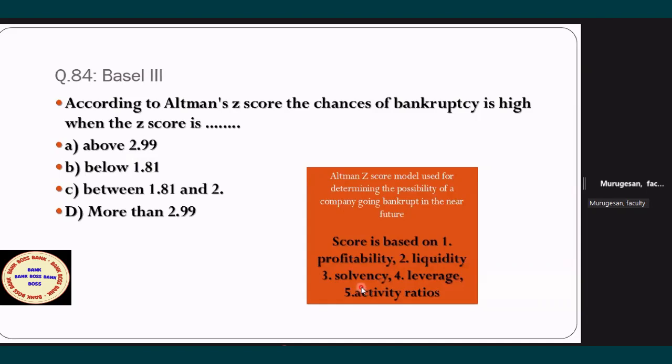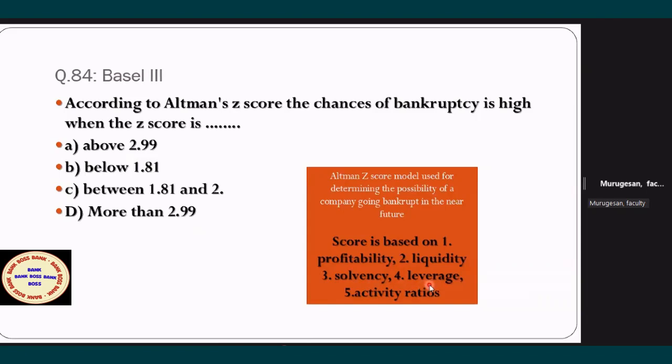Solvency. Solvency means they are taking loans, but they are not capable of repaying the installments and interest. So there is a breakdown. They are not able to meet liquidity. They are not able to pay the lenders. And leverage.